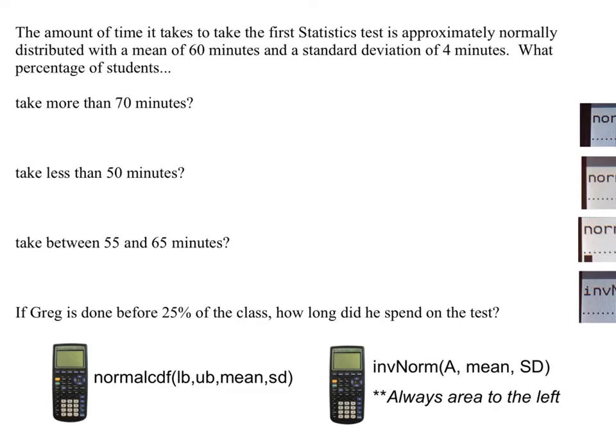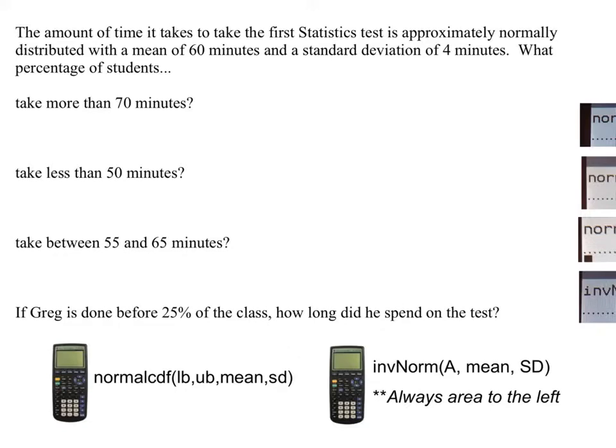The amount of time it takes to take the first statistics test is approximately normally distributed with a mean of 60 and a standard deviation of 4. What percentage of students take more than 70? Well, the assumption on the AP exam will be that you will use your calculator to do these calculations. So I just want to first begin by showing you the work if this were a free response, the work that would be expected.